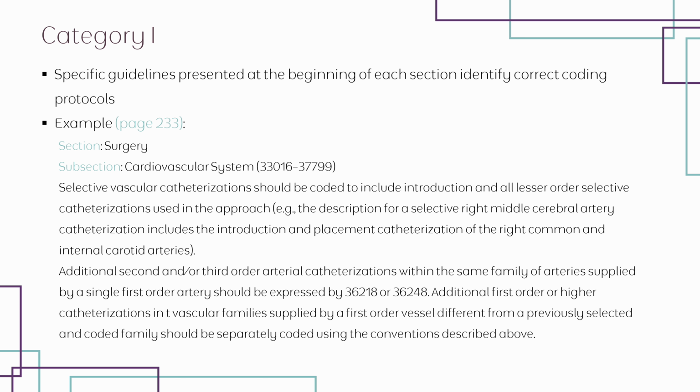They outline what documentation is required to support your code selection, and they also clarify whether additional codes may be needed in order to fully describe the services that are provided during the encounter. As you can see, these section-specific guidelines are incredibly important, and they should always be reviewed when coding. They help prevent any errors, ensure completeness, and support accurate reporting for both clinical and reimbursement purposes.